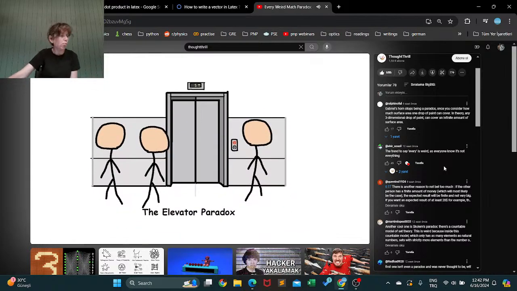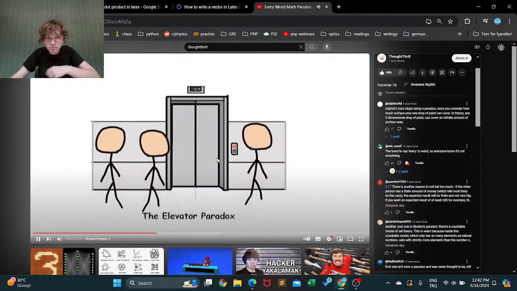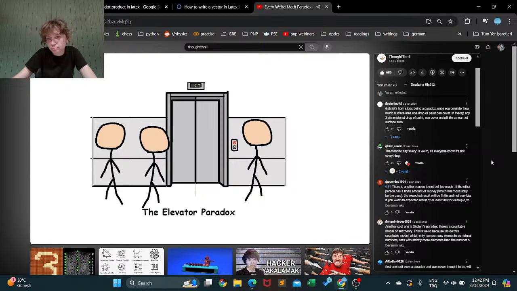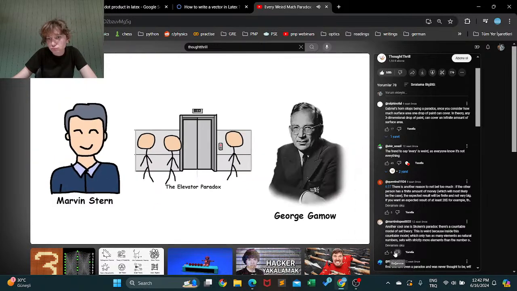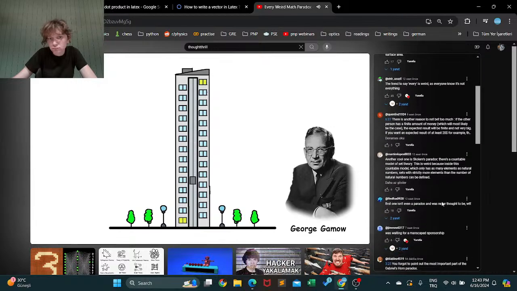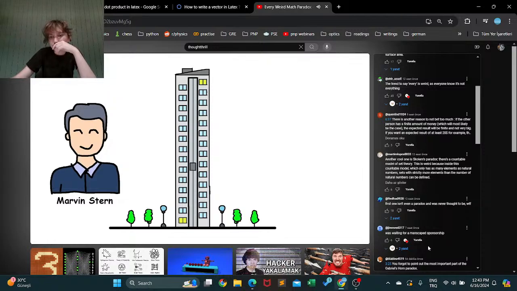The elevator paradox. The elevator paradox is an interesting phenomenon observed by two physicists, Marvin Stern and George Gamow, who worked in a tall building. Gamow noticed that the first elevator to stop at his floor near the bottom was usually going down. Meanwhile, Stern, who worked near the top floor, observed that the first elevator to stop at his floor was usually going up.